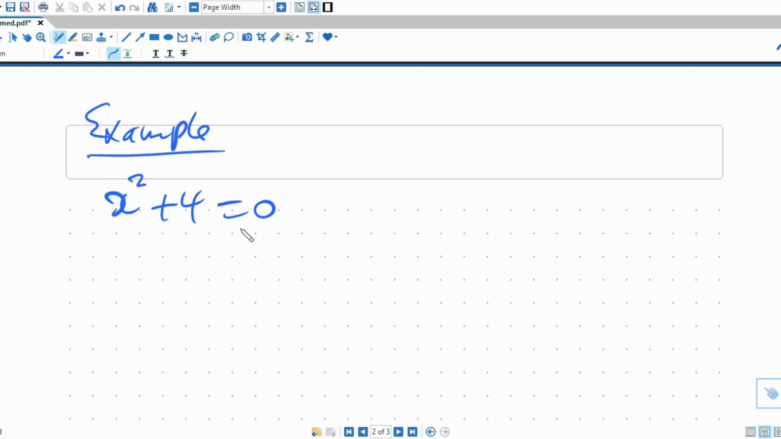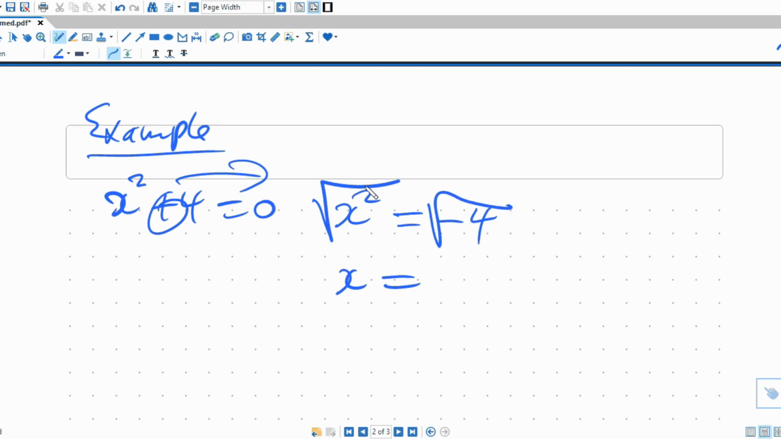And when you have such an equation, it means the 4 shall cross the equal sign, so we shall have x squared equals minus 4, because the sign has to change when it crosses the equal sign. Now to get the value of x, we are going to get the square root on both sides so that the square root cancels the square. And what we have on the right hand side shall be the square root of minus 4, which is the same as the square root of 4 times the square root of negative 1.